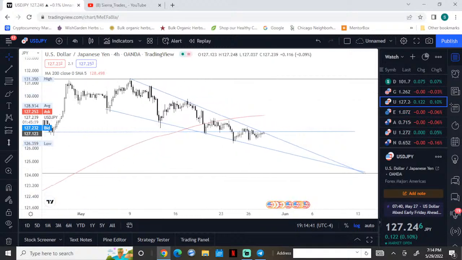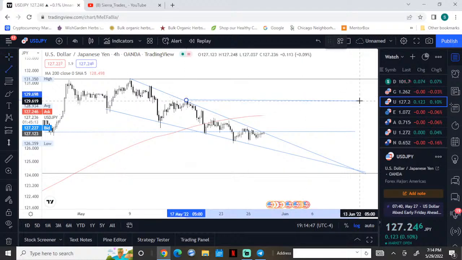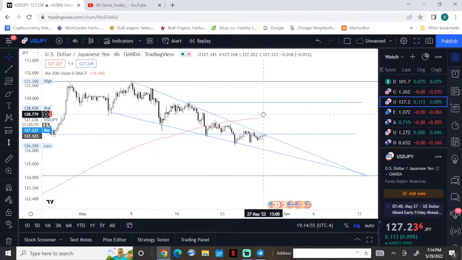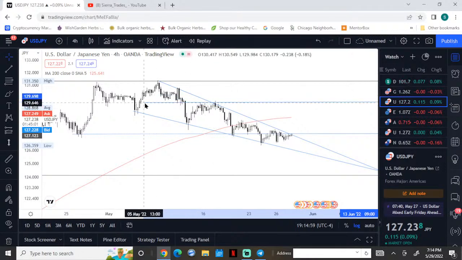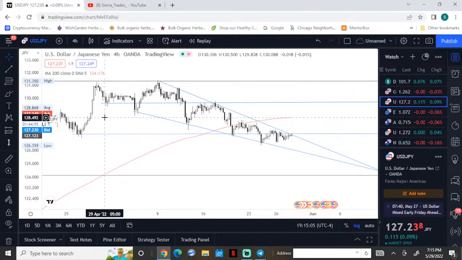Let's see. I'm gonna mark this, and I'm gonna double check to make sure that I change this color. Okay, good. We're the right color. Bring that over. As you can see, it played around at this area.